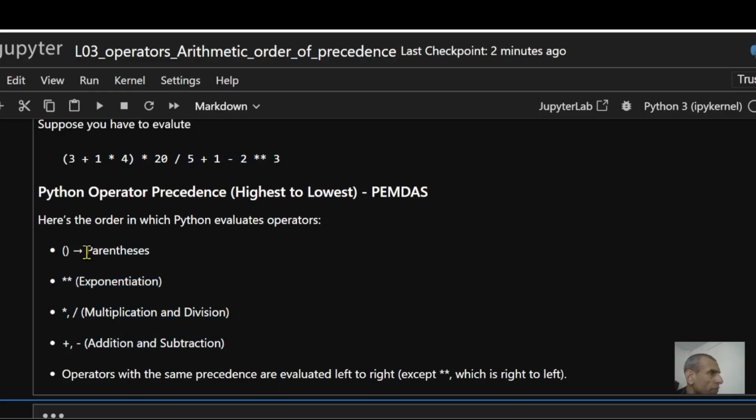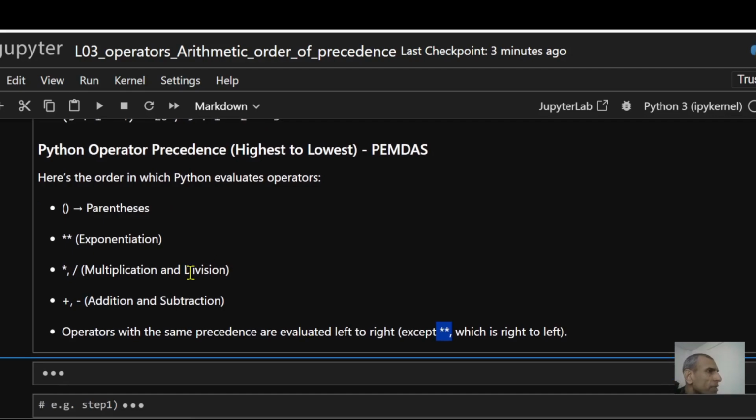You do the parentheses first. That's what this P stands for. Then you do the exponentiation next. That's what this E stands for. And then you have multiplication and division. Then you do that next. That's what your M and D stand for. And then finally, you do addition and subtraction. That's what your A and S stand for. Now, at the end, there's a little rule that operators that have the same precedence will be evaluated from left to right. In other words, when you have plus and minus together, you're going to do the evaluation from left to right, except this one right here.